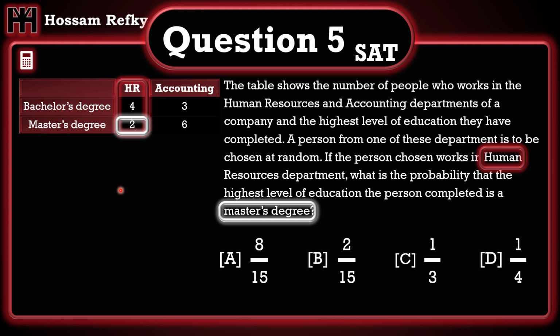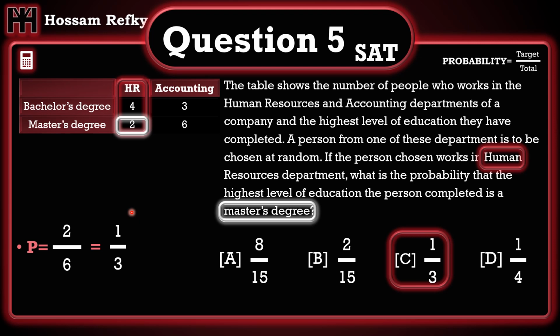Okay, remember the rule here, target over total. Our target here is the 2, and the total is 4 and 2 only. Okay, so it's 2 over 6, which is 1 over 3. So the answer is this one.